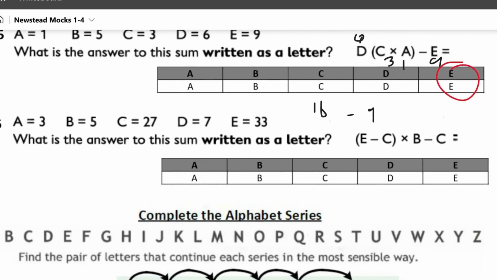Next one, we have E, 33 minus 27 multiplied by B minus 27. So in there we have 33 minus 27 is going to be 6 times 5 minus 27, is going to be 30 minus 27, which is 3, so we get A.